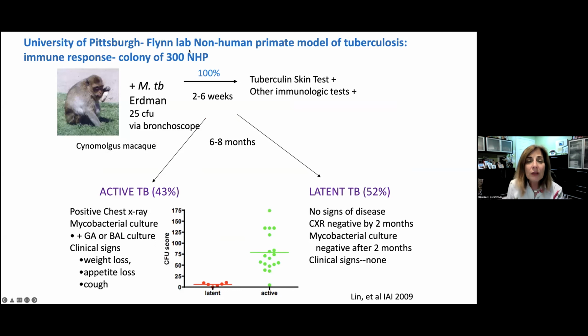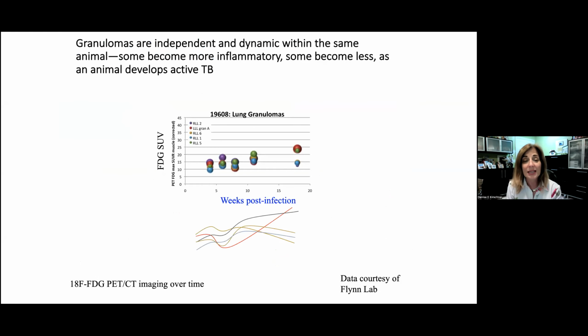So we are very lucky to have a colony of 300 monkeys paid for by the Bill and Melinda Gates Foundation that are housed at the University of Pittsburgh, where we infect them with a very low dose of bacteria, and we get about a 50-50 split in these monkeys. Now, remember I told you in humans it was 90-10. The monkeys are more of a 50-50 split of those that get clinically latent versus clinically active disease. So that gives us a larger sample size to work with and get data from.